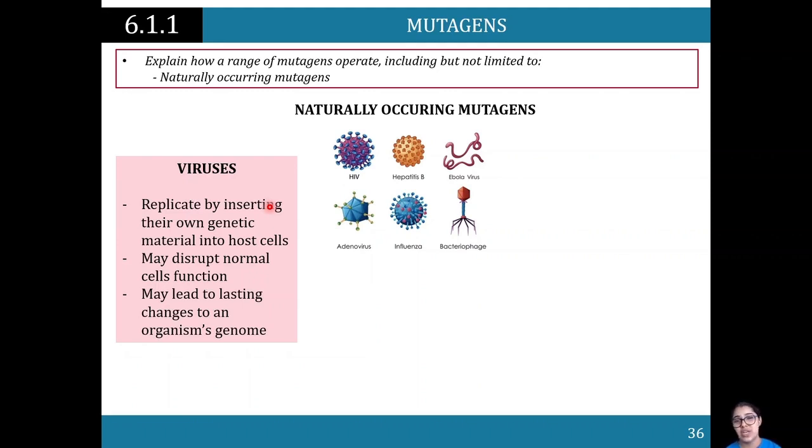Viruses don't have the machinery to make their own proteins, so they need another body to survive, like a human body. They get into our cells, gain entry, and hijack our whole transcription and translation machinery to put in their own genetic material so that their proteins can be produced. Some examples of viruses: HIV, of course, which then leads to AIDS, Hepatitis B, Ebola virus, adenovirus, influenza, and bacteriophage.